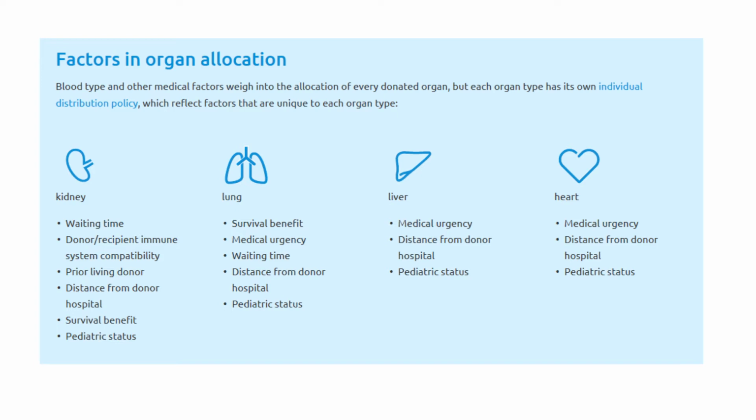I know someone who was up for a new lung, and the night she went in for her transplant, there was no other match for the other lung, so she got both. And even then, with two new lungs, she did not have a great outcome because this is a huge surgery, and she was a little older. Medical urgency: how close are you to dying from this? That definitely moves you up on the list. Then how long you've been waiting, the distance from the donor hospital, and again, pediatric status.